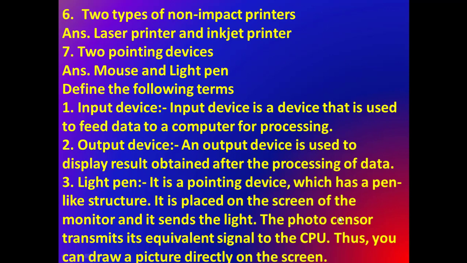Student, this is sensor. So please, instead of C, you have to use S.